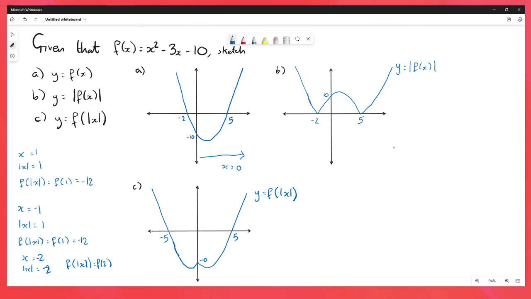It's not strictly speaking specified on the spec, but the exam board have said that it could be something you need to do. Otherwise, that's modulus functions done across the last 2 videos.